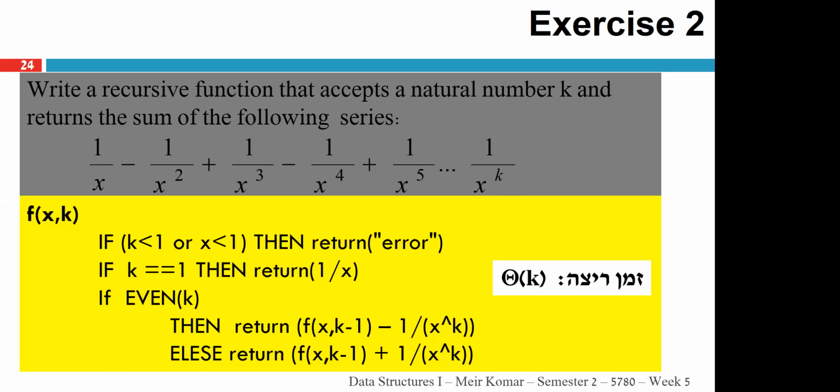And therefore, intuitively, I can say, okay, it's K times. What am I doing each time? Each time I'm doing a constant time, some type of calculation that runs in constant time. So I'm going to do K, K times this constant. So K times a constant is K.